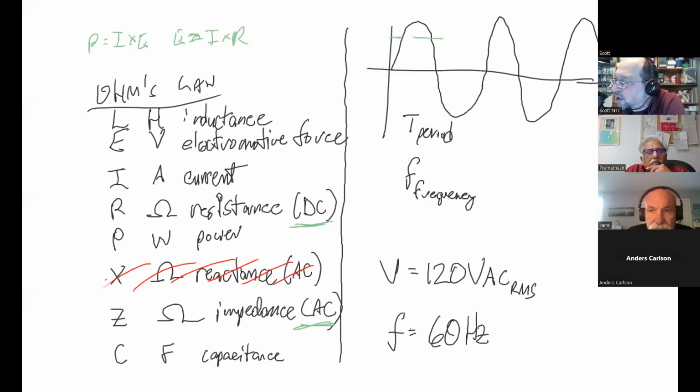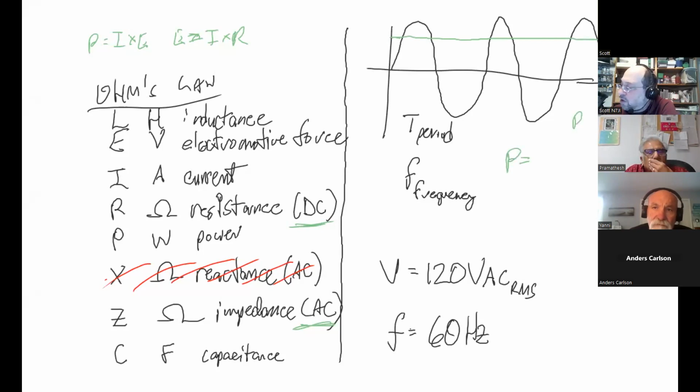If this right here is 120 volts DC, how do we know it's DC? That green line, does it ever change? Nope, that means it's DC. It's always on the positive side. We have 120 volts.